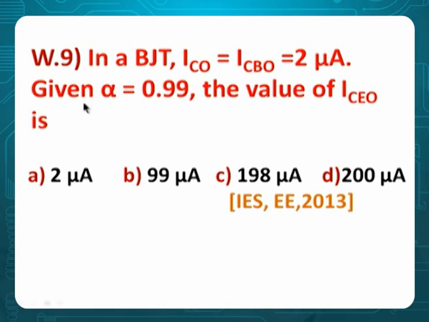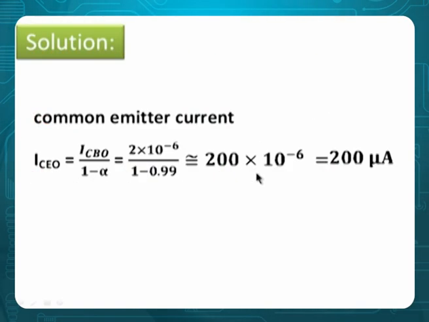Problem 9. In a BJT, ICO, that means ICBO, is 2 microamperes. Normally, ICBO is greater than ICO slightly, but sometimes we take them equal. Alpha is given, then calculate ICEO. Options are given. And the equation known to us, ICEO is ICBO by 1 minus alpha. 2 into 10 power minus 6 by 1 minus 0.99 is approximately 200 microamperes. Therefore, option is D.